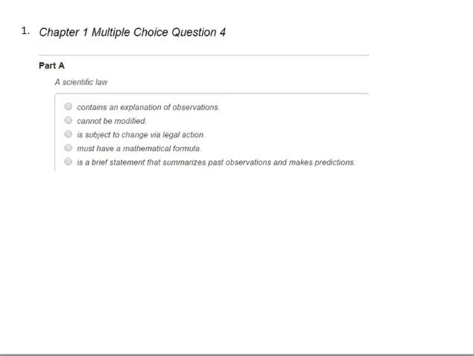It contains an explanation of observations. The first one, well, that's true too, but it's not sufficient. It doesn't have to contain an explanation. It has to summarize the past observations and make the predictions. And then, of course, cannot be modified, subject to change via legal action, must have a mathematical formula. Some do have mathematical formulas, but it's not required. And of course, the legal is because it's a law, is why that's in as a distractor. And then cannot be modified. In fact, laws do sometimes evolve over time. And that's the first question.